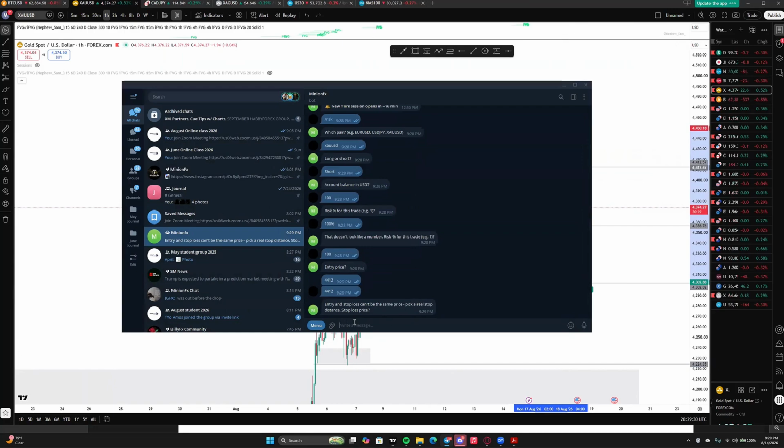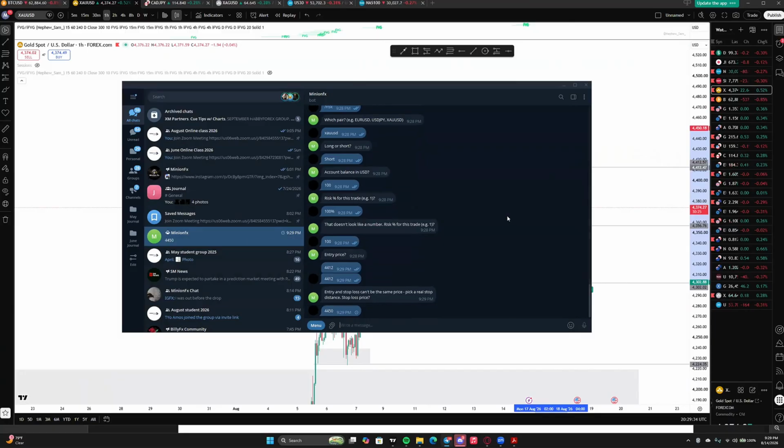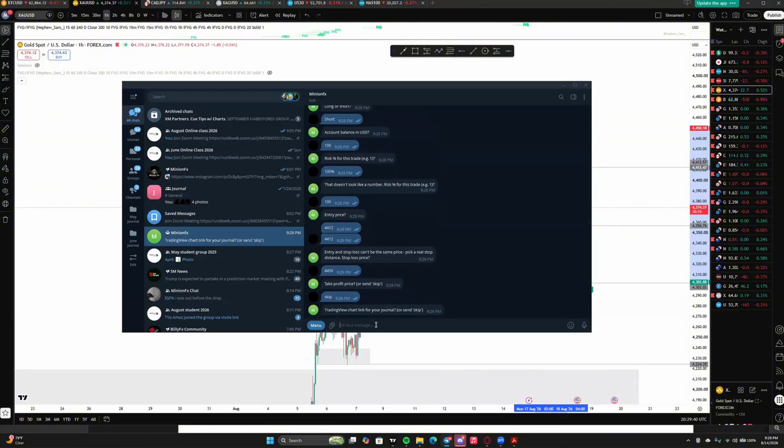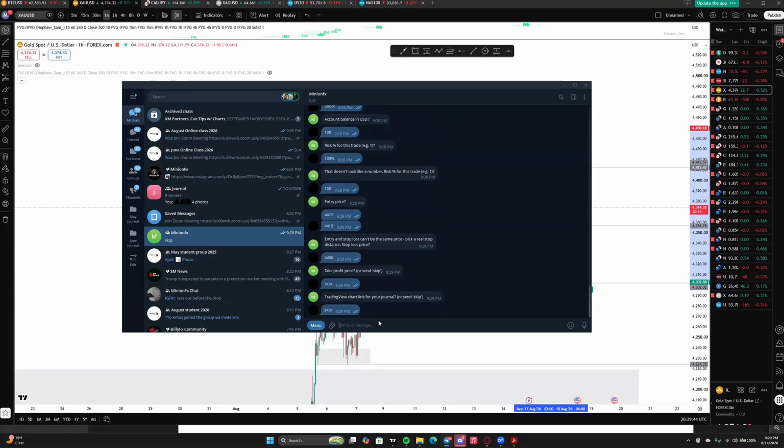So pick a stop loss price. Sorry, stop loss is 4450, 4450. You can just do skip. It will ask for skip too. It's asking for the screenshots of your trades.